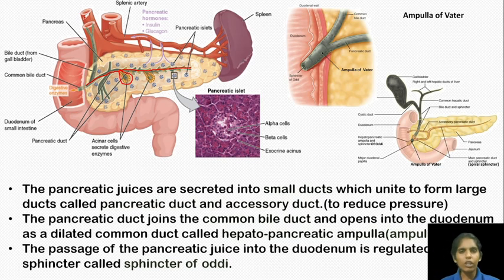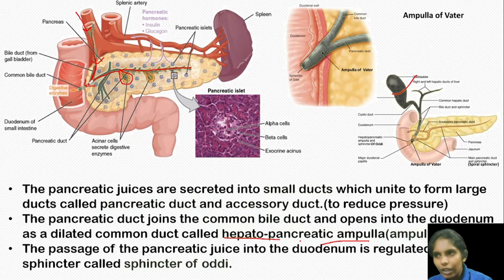And from the liver, the liver will synthesize the bile juice, and the bile juice will be stored in the gallbladder. From the gallbladder, it will enter the cystic duct and then into the common bile duct. The common bile duct combines with the pancreatic duct and forms the hepatopancreatic ampulla, or you can also call it the ampulla of Vater.